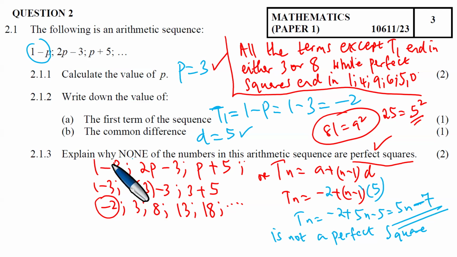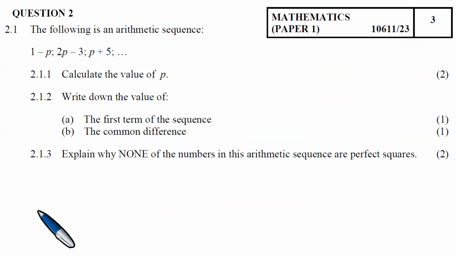So we have to explain why none of the numbers in this arithmetic sequence are perfect squares. That's the reason, because the general term itself is not a perfect square. Where's the question here? And then we move on to the next question.